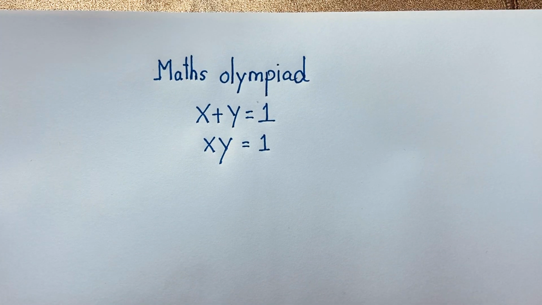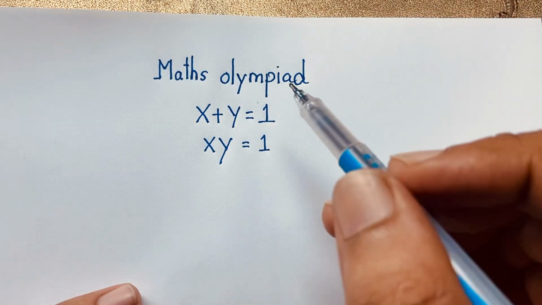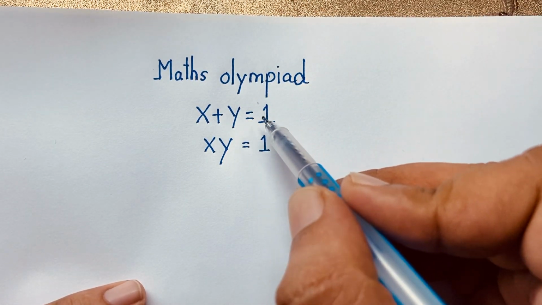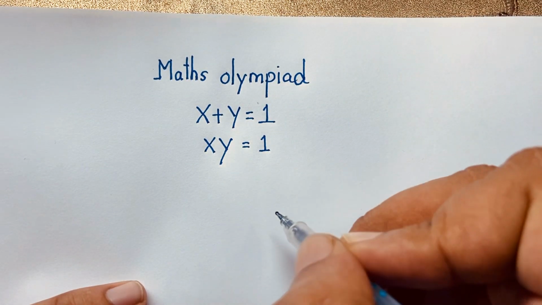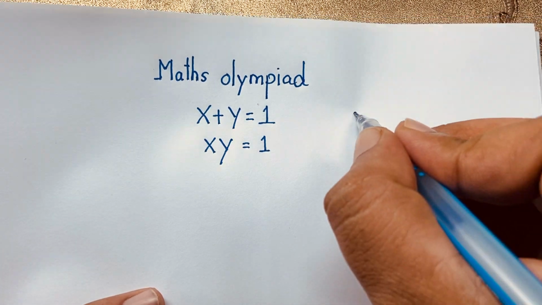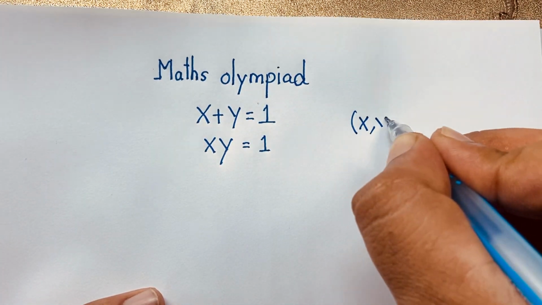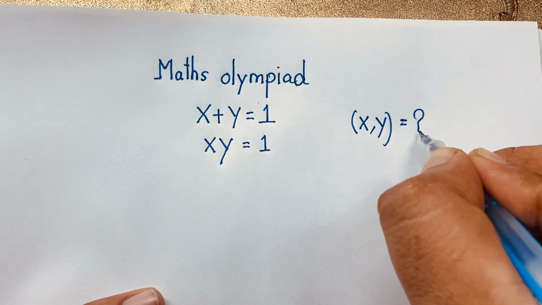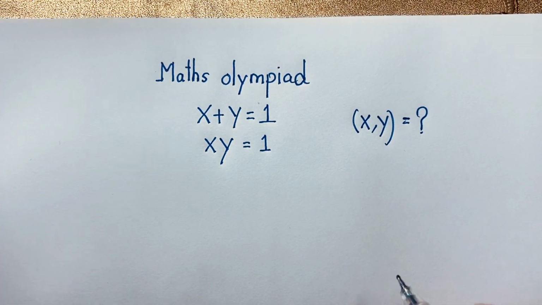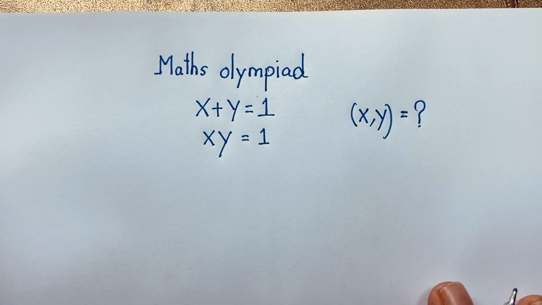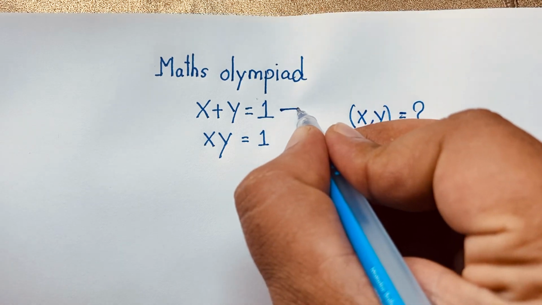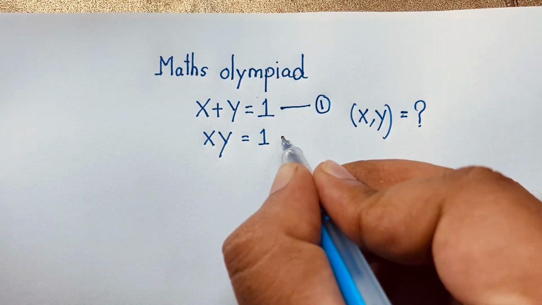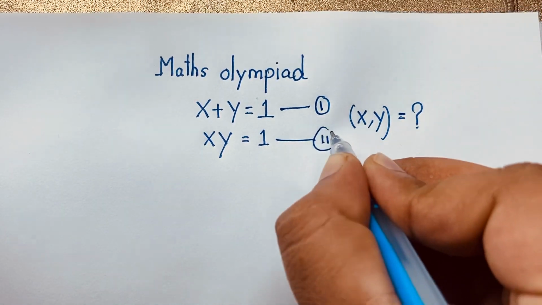Today we have solved an easy maths Olympiad question. This question is x plus y is equal to 1, xy is equal to 1. We'll find out what is the value of x, y in this maths problem. So how to solve this question? First of all, you can see easily this is our first equation and this is our second equation.